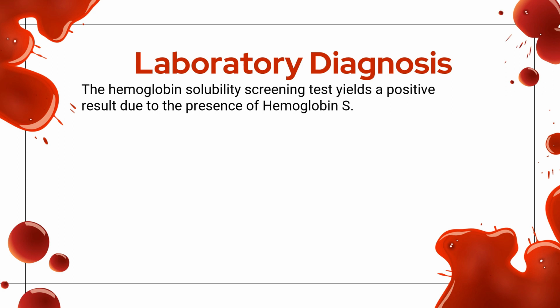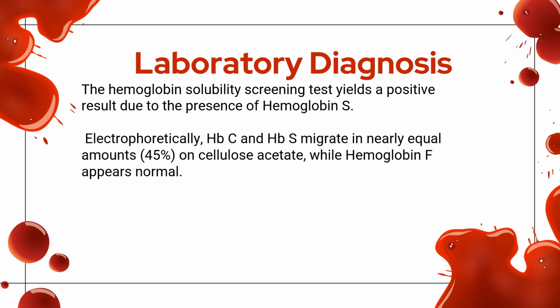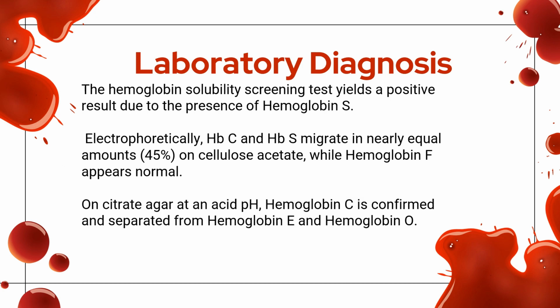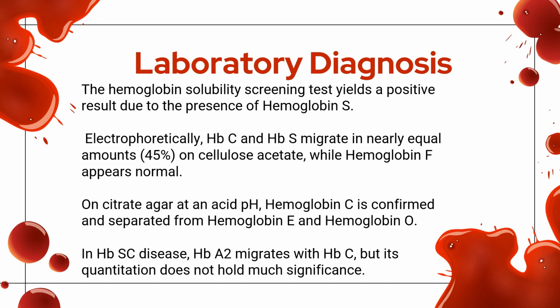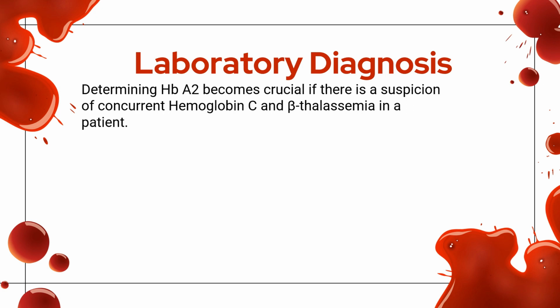The hemoglobin solubility screening test yields a positive result due to the presence of hemoglobin S. Electrophoretically, hemoglobin C and hemoglobin S migrate in nearly equal amounts, 45%, on cellulose acetate, while hemoglobin F appears normal. On citrate agar at an acid pH, hemoglobin C is confirmed and separated from hemoglobin E and hemoglobin O. In hemoglobin SC disease, hemoglobin A2 migrates with hemoglobin C, but its quantitation does not hold much significance. Determining hemoglobin A2 becomes crucial if there is a suspicion of concurrent hemoglobin C and beta thalassemia in a patient.